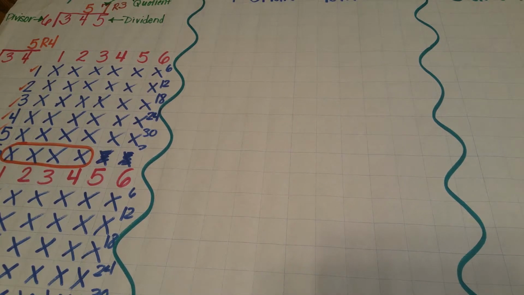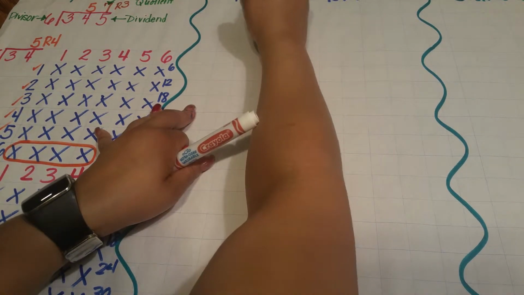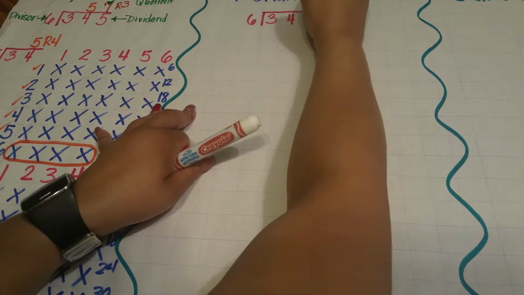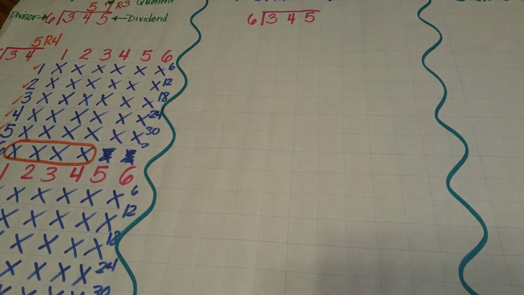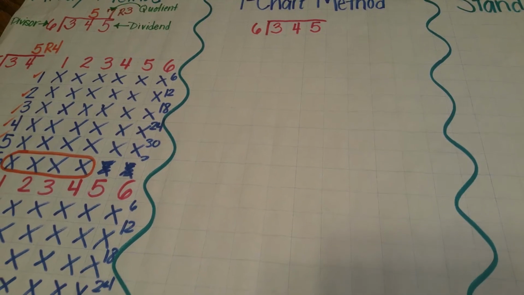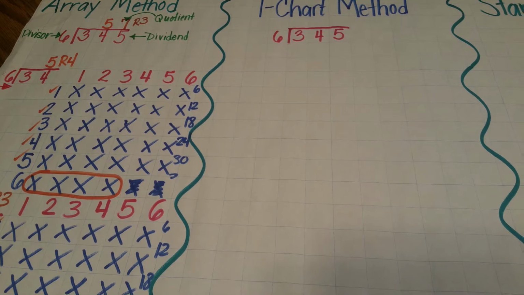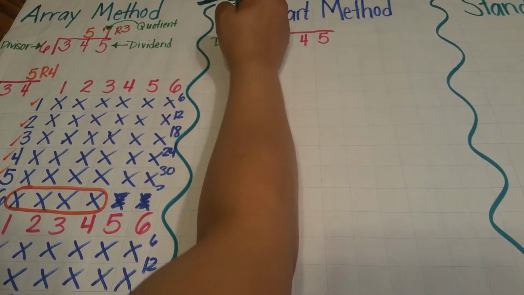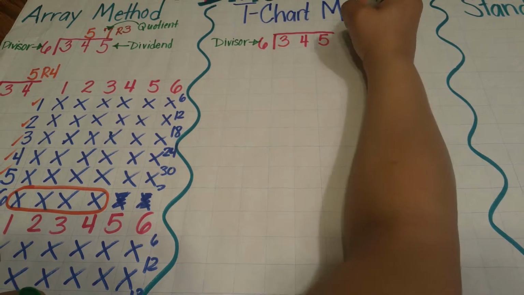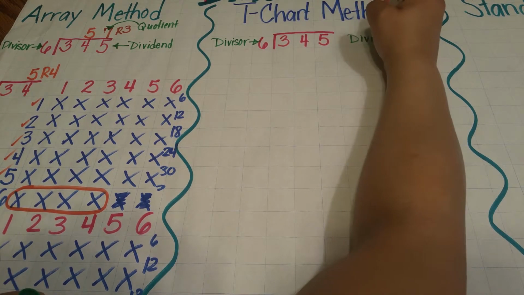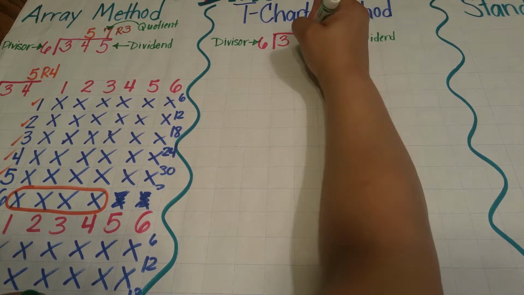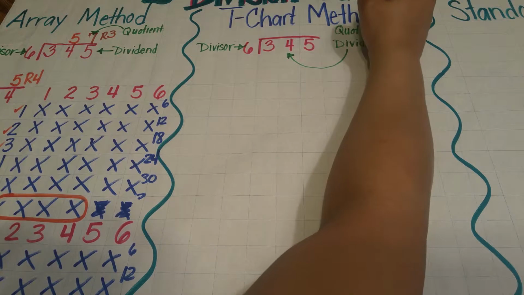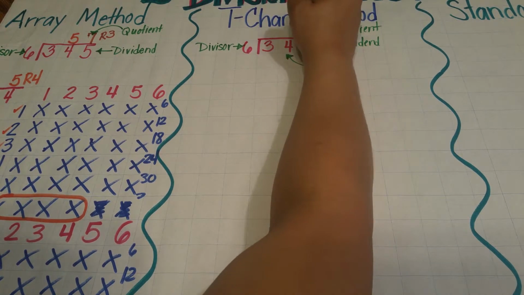I'm going to use the same division problem, 345 divided by 6. And again, remember that 6 is our divisor. 345 is our dividend. And our quotient is the answer to our division problem. That is what we were looking for.